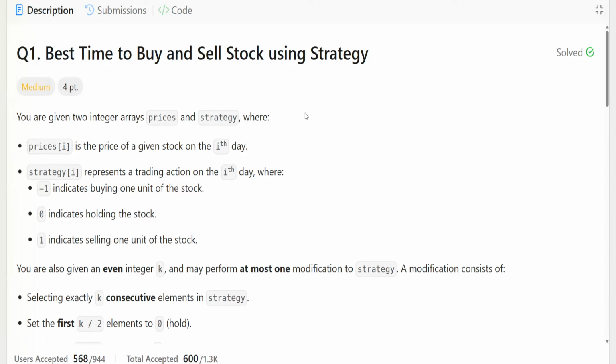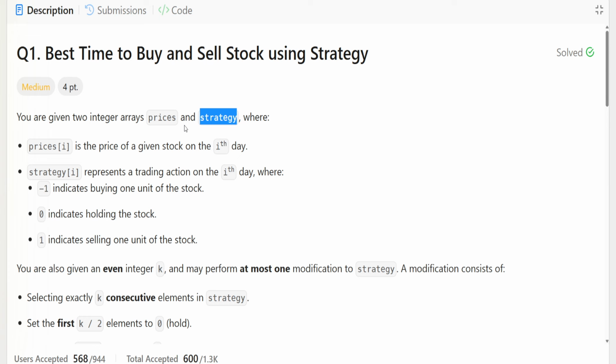Hello everyone, welcome back. So in this video, we are going to understand Q1, question number one from contest 463. The question is the best time to buy and sell stock using strategy. Means we have little changes in the problem, that we have seen in the stock problem. The question says you are given two integer arrays, prices and strategy.